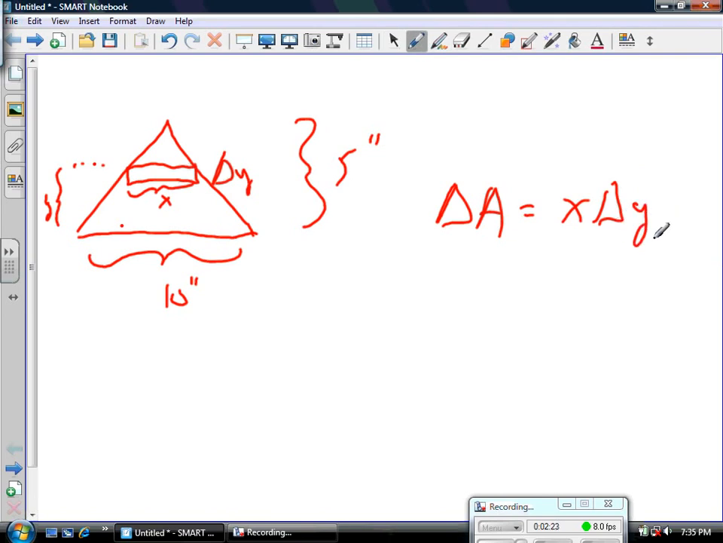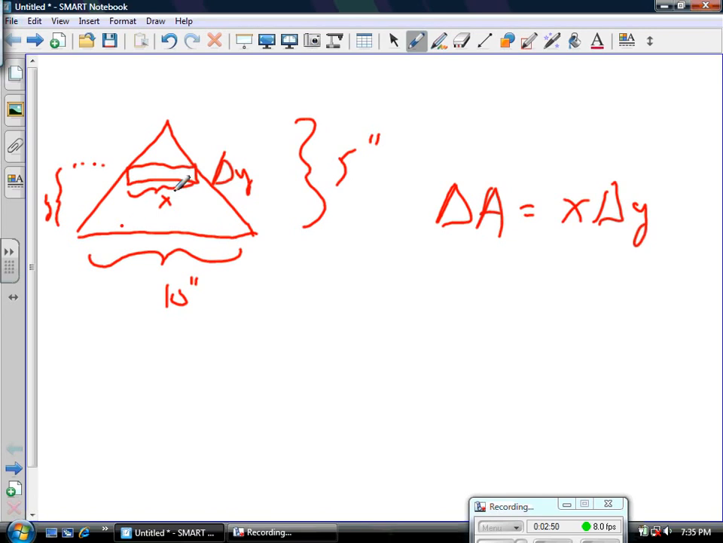Okay, great. But what I'm going to do is add up all these delta A's. I'm going to add up infinitely many rectangles. They're infinitesimally thin. And to do that, I'm really going to integrate, right? Remember that big integral symbol is just the sum of all those rectangles. That integral symbol is an S for summing all those rectangles. So can I integrate x dy? I can't do that.